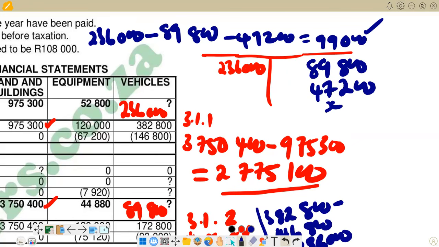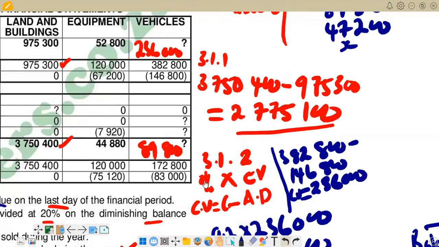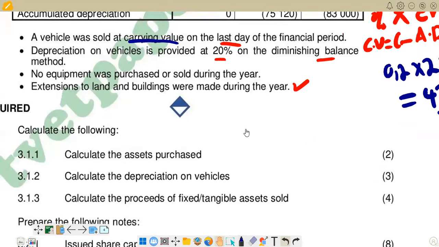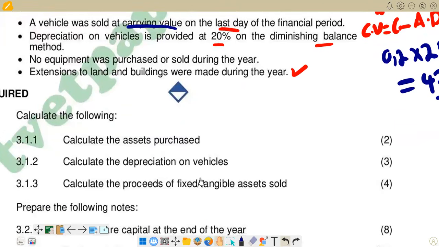So we can go down again to check after that what do we have. After that we have, so we are now on this one. This is the figure that we got to calculate the proceeds of fixed assets sold, because it was sold at carrying value. So that's the figure for carrying value, 99,000. So 99,000 is the response for that 3.1.3.